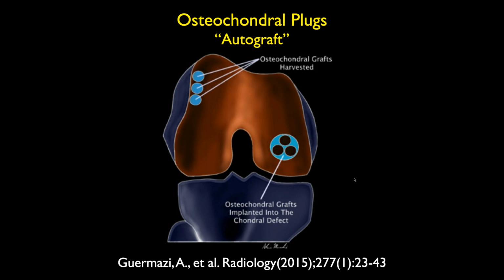Then the next technique that can be used if you have a defect, especially in a younger individual with really pretty good cartilage, is you take osteochondral plugs from a non-weight-bearing area of the joint, and you plug them in after you debride out the area in the weight-bearing portion where you have the chondral defect.